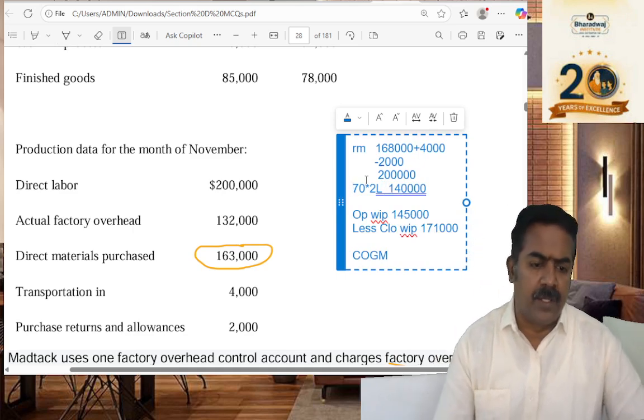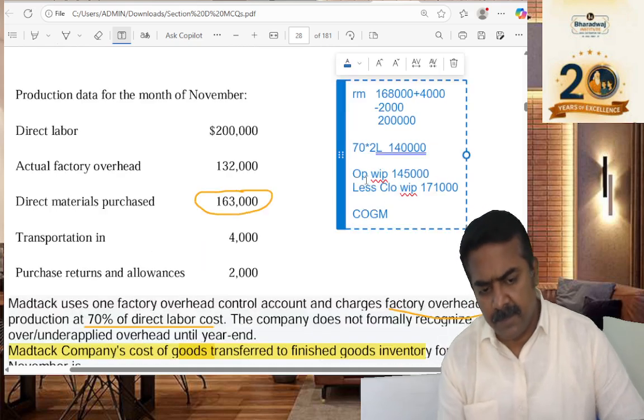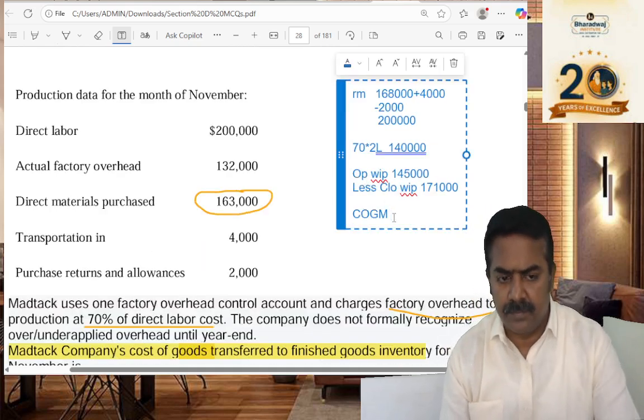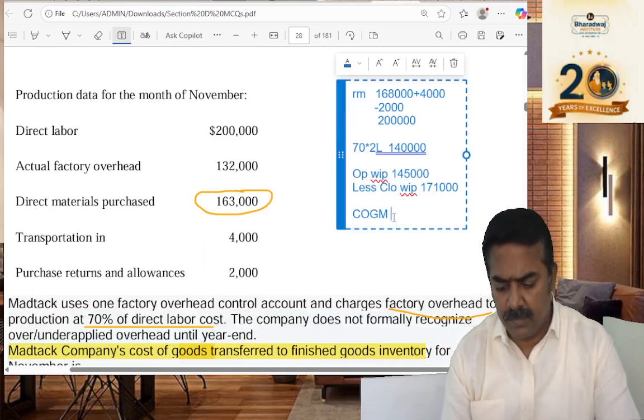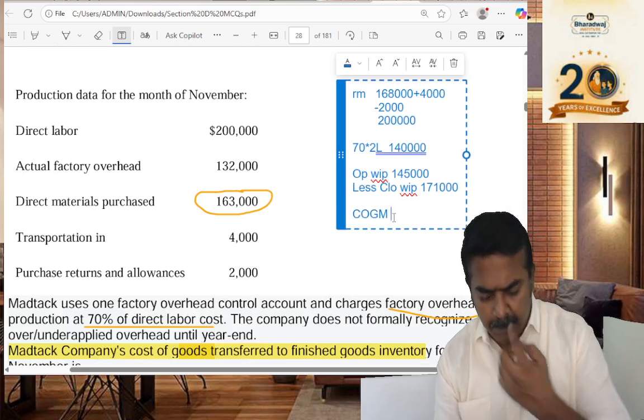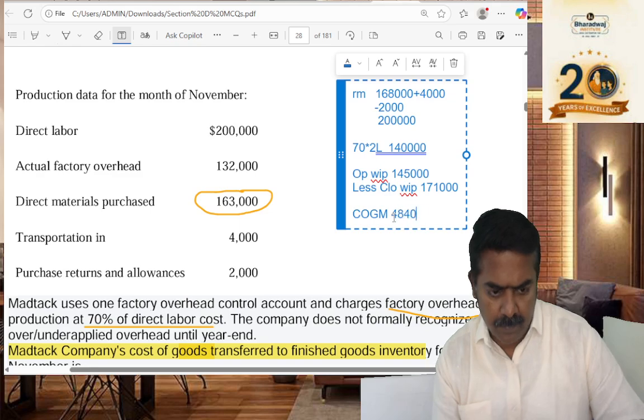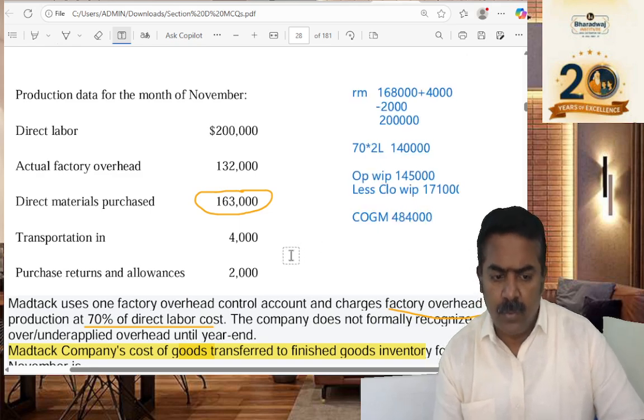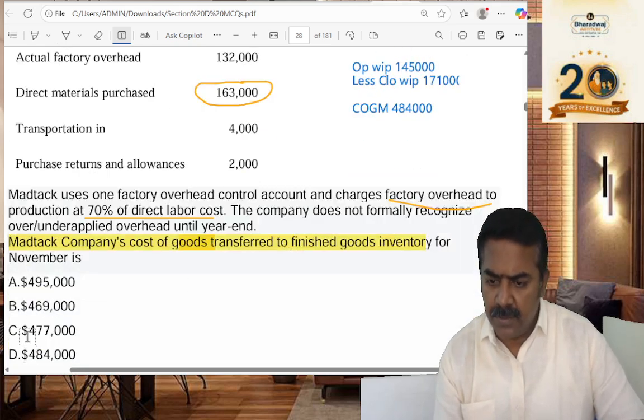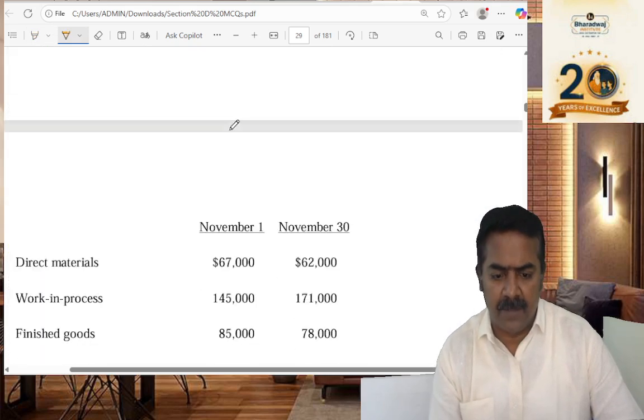Overheads are applied to the production at 70% of labor cost. How much do you get? 4,84,000. Option is D. I have not read this properly. This is actual factory overheads. We are not bothered about actual factory overheads. How much is applied?